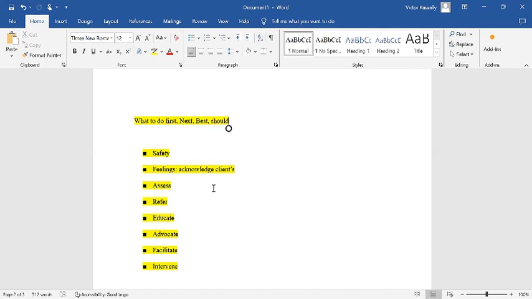Safety has more priority than feelings. Feelings have more priority than assessment. Assessment has more priority than referral. Educate has more priority than advocate. Advocate has more priority than facilitate. Facilitate has more priority than intervene. So this works most of the time. Not every question is this strategy going to work on.